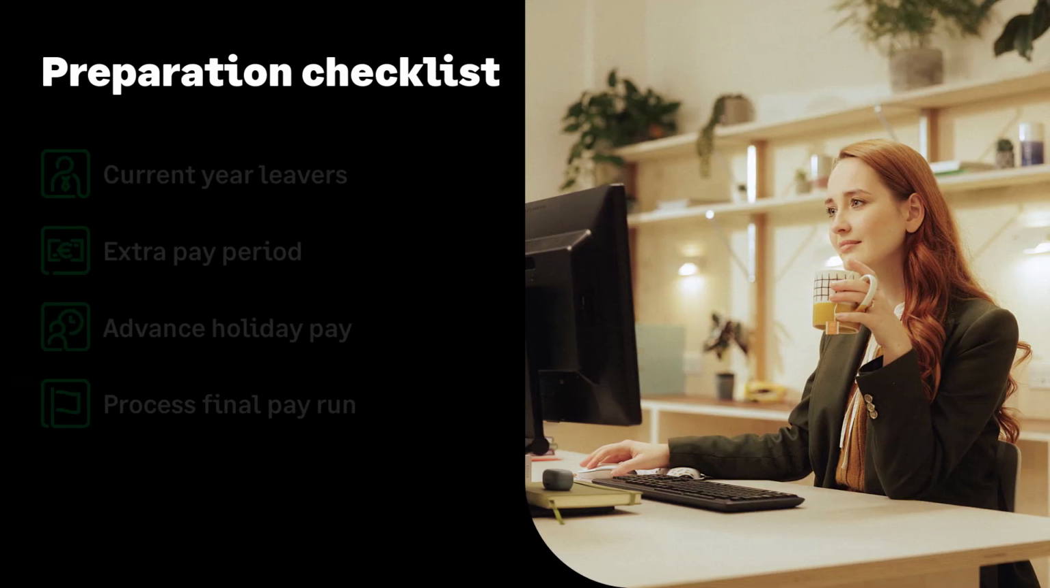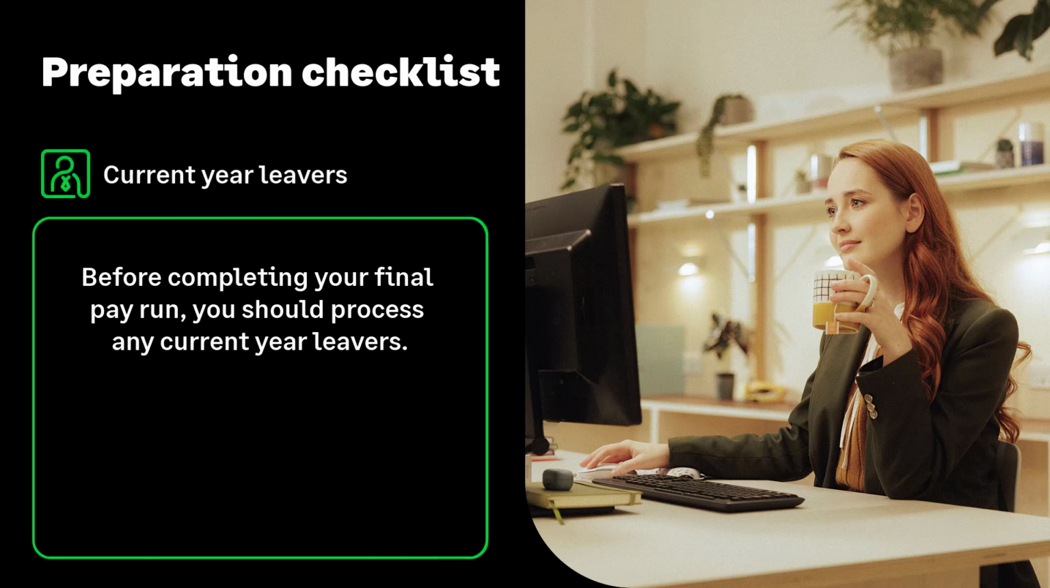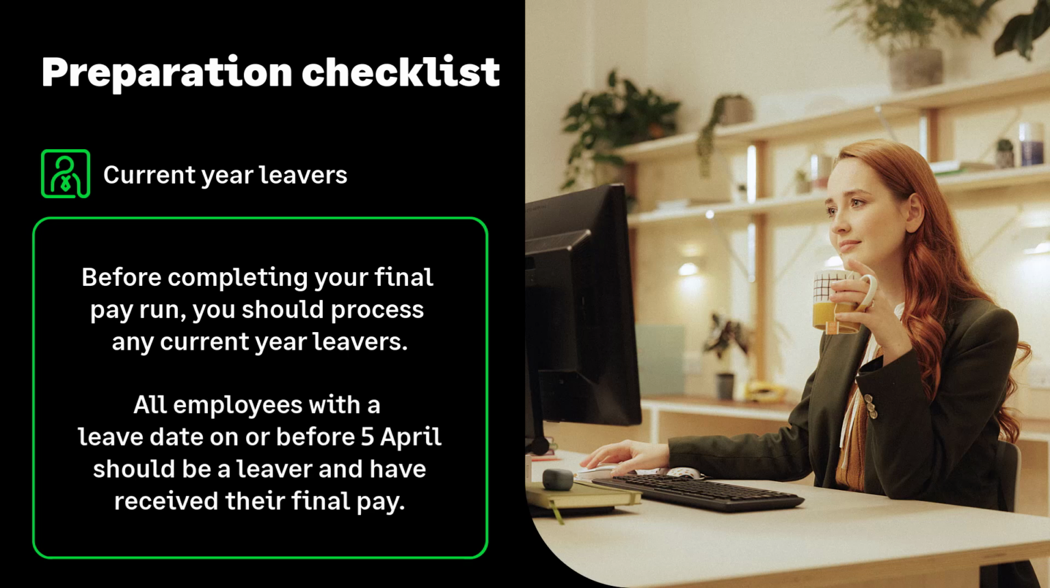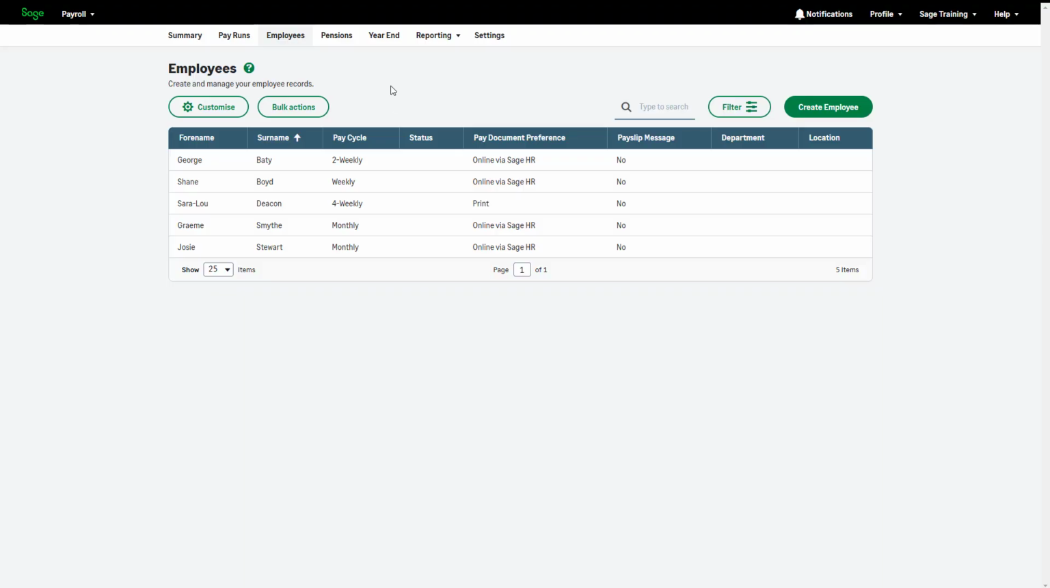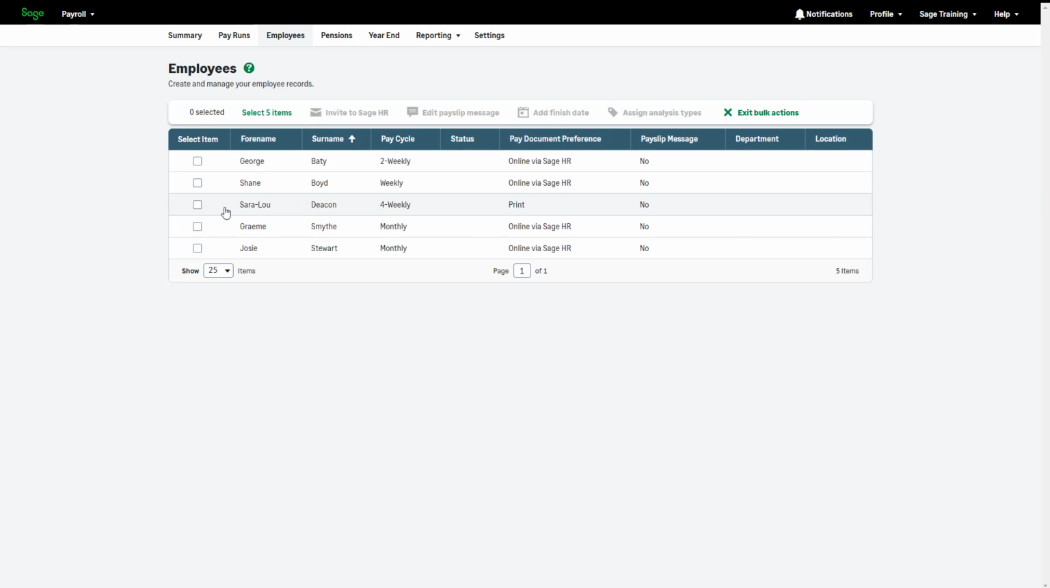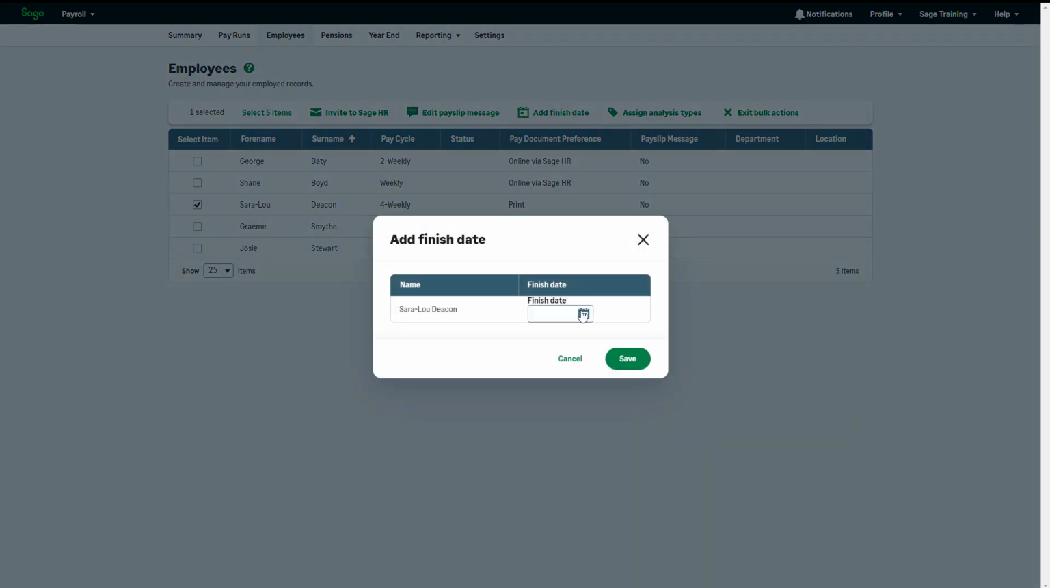We'll now look at preparing for year-end and finalizing your current tax year processing. Before completing your final pay period of the tax year, you should process any outstanding current year leavers. This means any leavers with a leave date on or before the 5th of April should be processed as a leaver in time for the final pay run of the tax year. You can mark an employee as a leaver in the Employee tab. You can do this using bulk actions or in the individual employee record.